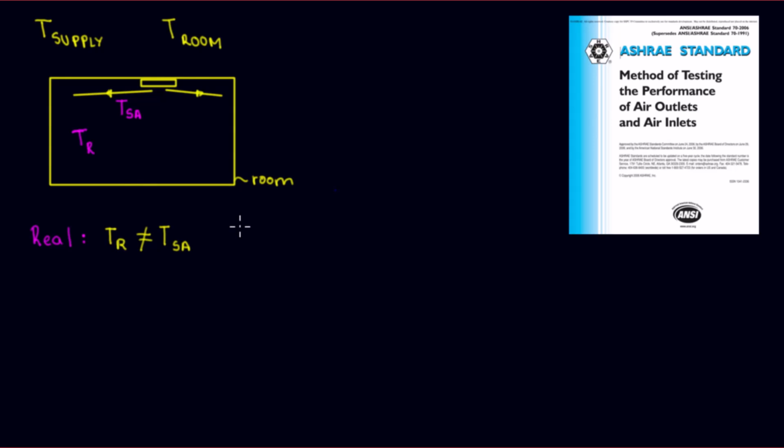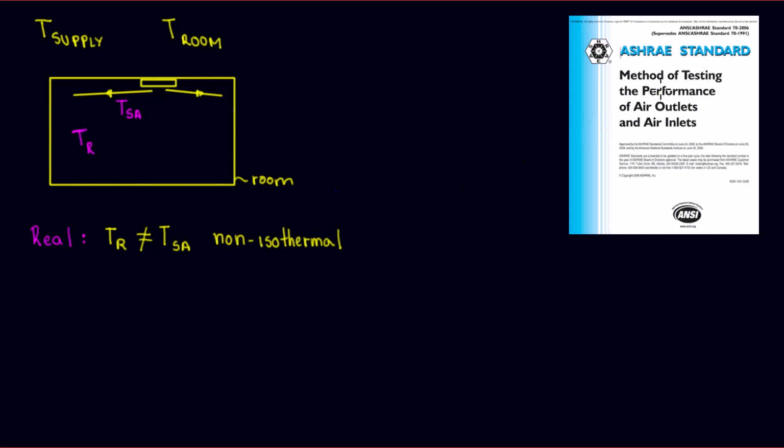So this is what is called non-isothermal conditions. Okay, so I'm gonna put in here non-isothermal, isothermal. So what is iso? Iso means equal, thermal means temperature. So this is saying it's not the same temperature. So in real life, this is not going to be the same: non-isothermal conditions.